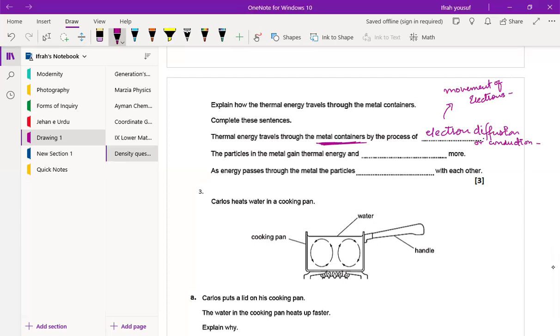Okay, what about this: thermal particles in the metal gain thermal energy and dash more. What do they do when the particles gain energy? When particles gain energy, they start to vibrate more. Yes, they start vibrating faster and faster, right? And the energy passes through the metals. So what is going to happen? The particles will collide with each other. Slide past each other? No, no, बेटा क्या हो गया? Slide past each other is for liquid particles; structure को हम define करते हुए कर रहे होते हैं बेटा. Collide. Okay, collide with each other. Done. Yes.